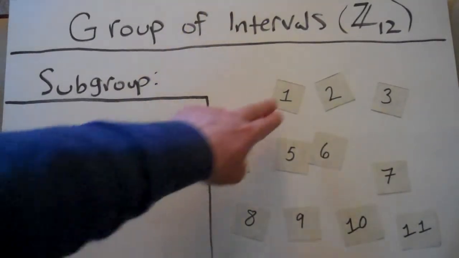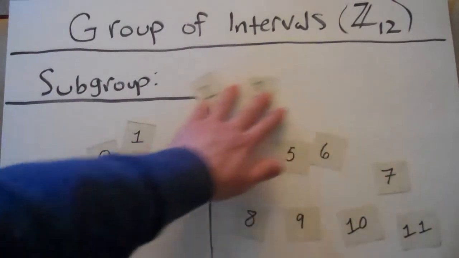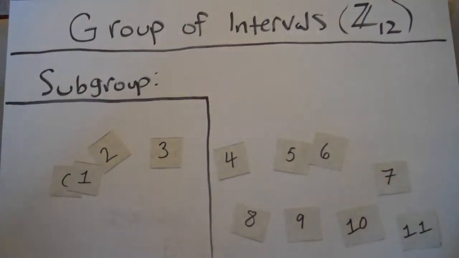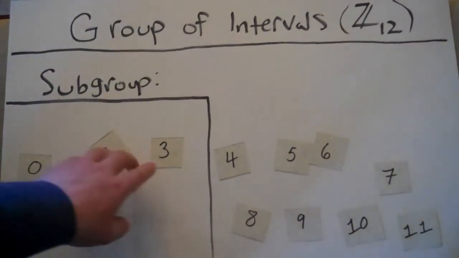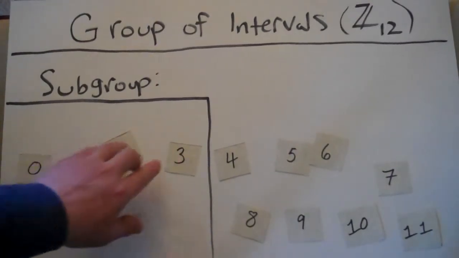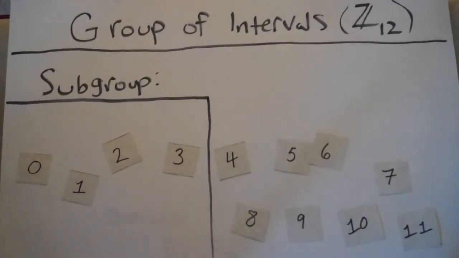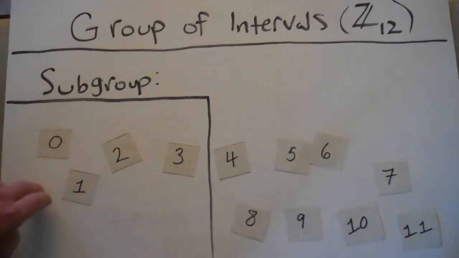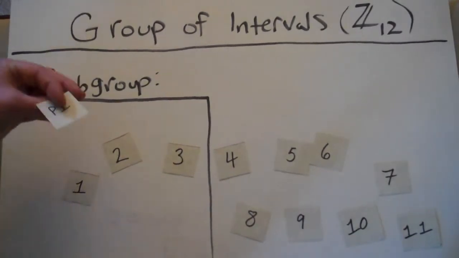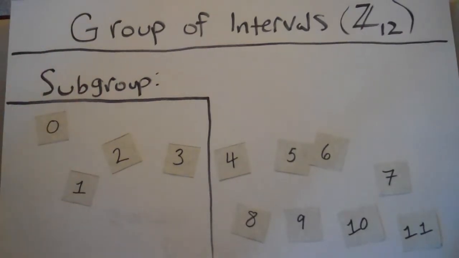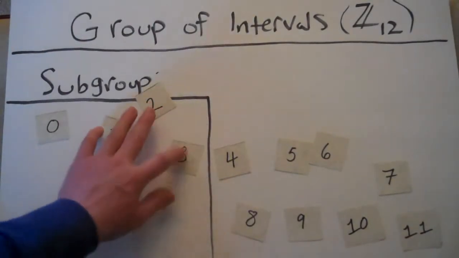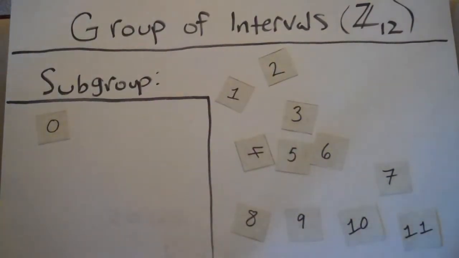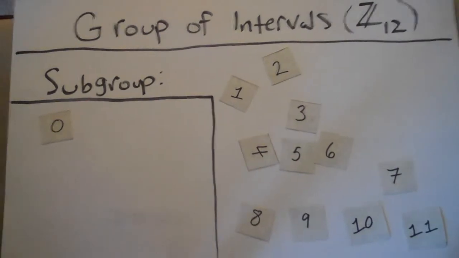If we move over 0, 1, 2, and 3, well, we have our identity element, but it's not closed under the group operation, because if we add 2 and 3 mod 12, we get 5, which is not in the subgroup. But we know that the 0, the identity element, or the perfect first, must be in the subgroup to satisfy the identity axiom. So we can take away 1, 2, and 3, and figure out what the other three elements are.